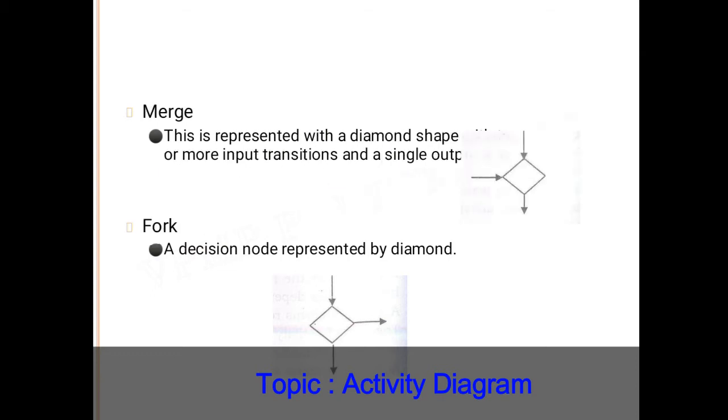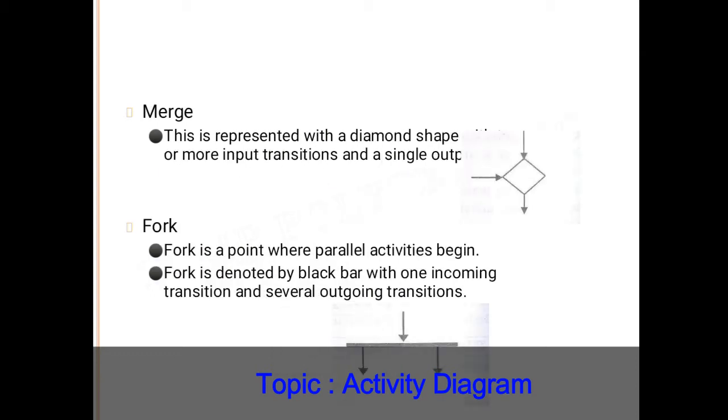Okay. Next, whenever activities merge, such as a counter, user, or employee with the system, we have to use this type of diamond symbol for merge. It is represented with a diamond shape with more than one input transition and a single output transition.